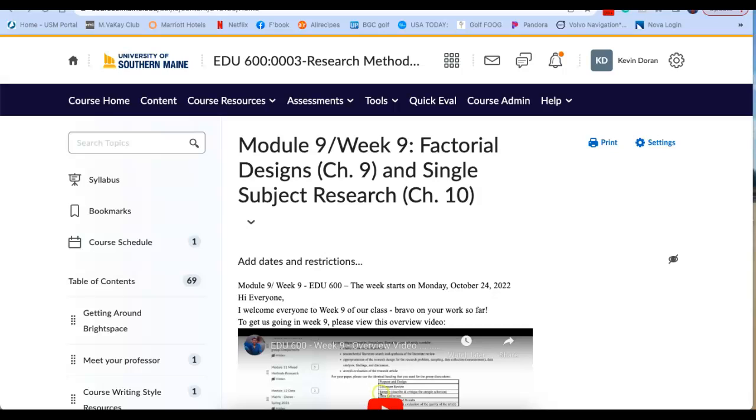So let's get to week number 9. Week number 9, we're going to be looking at two different designs and two different types of research. The first one is factorial designs, and the second is single subject research. The factorial designs is probably something that not many of you, at least from what I could see in your first article capture, I didn't see any of these designs in there. It's a type of research.